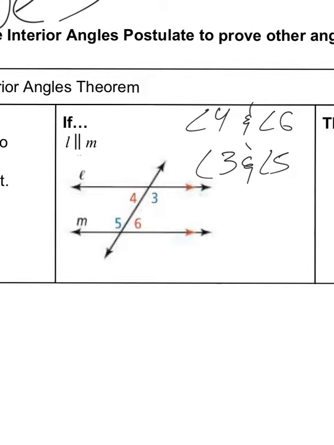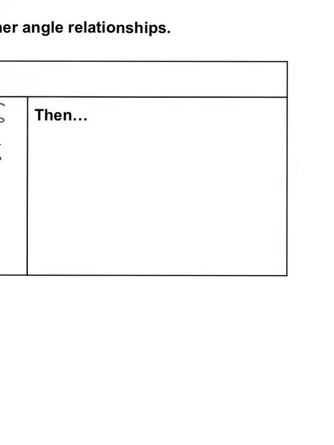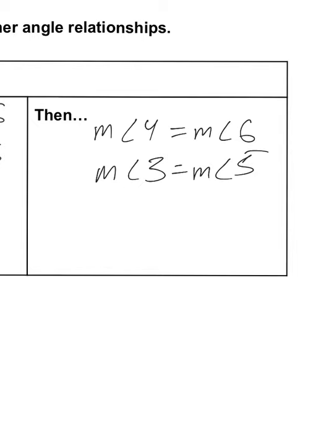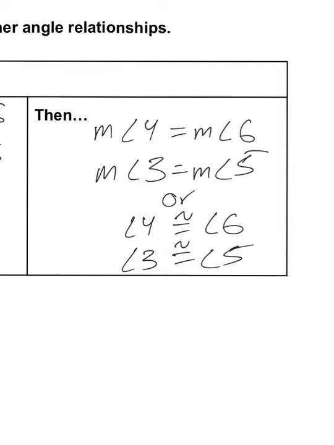Since they are congruent, they have the same measure, correct? So we could say the measure of angle 4 is equal to the measure of angle 6, and the measure of angle 3 is equal to the measure of angle 5. Or we can say that angle 4 is congruent to angle 6, and angle 3 is congruent to angle 5. All right?